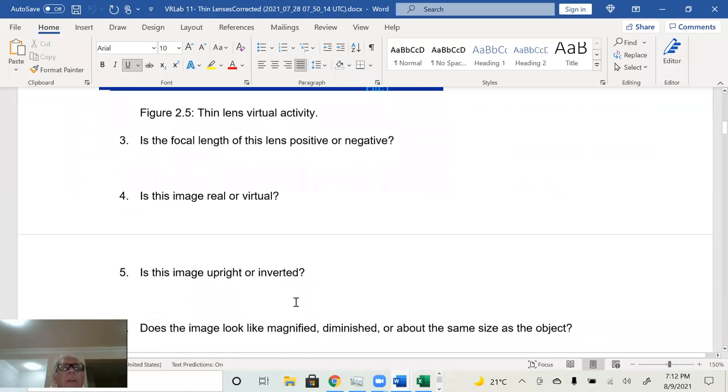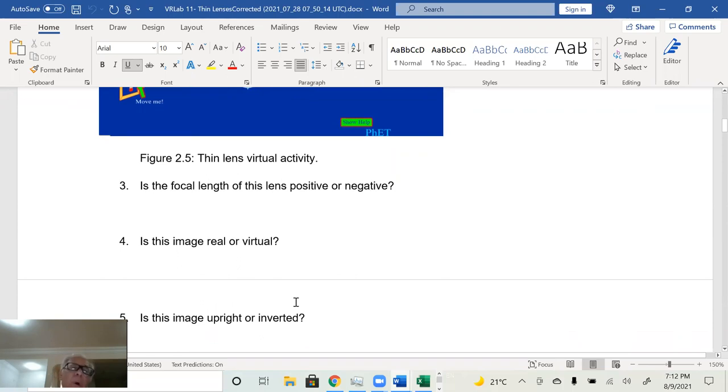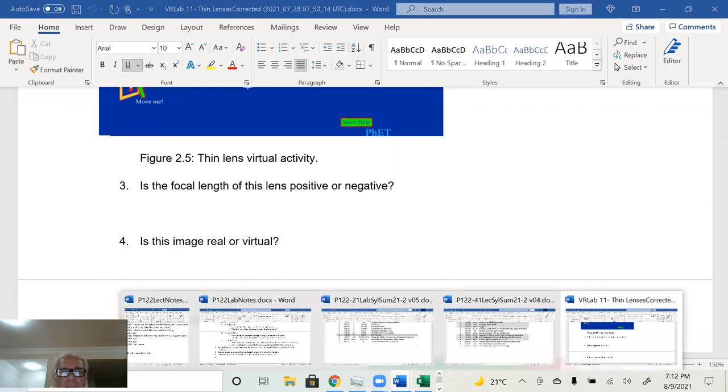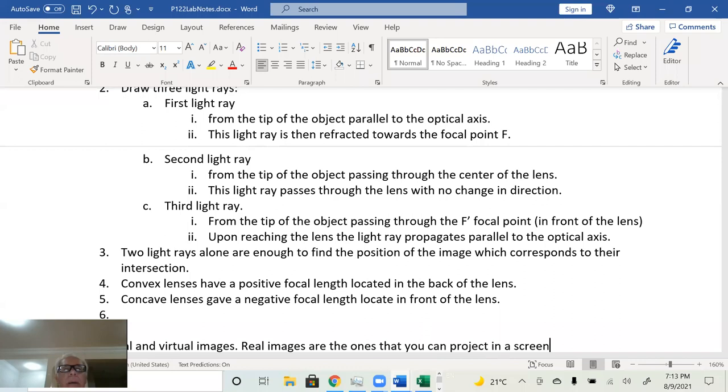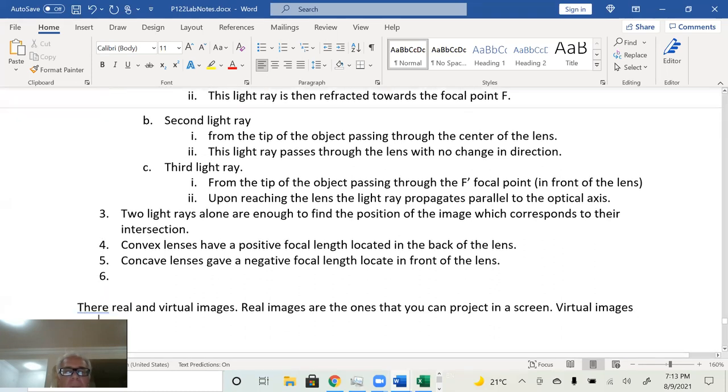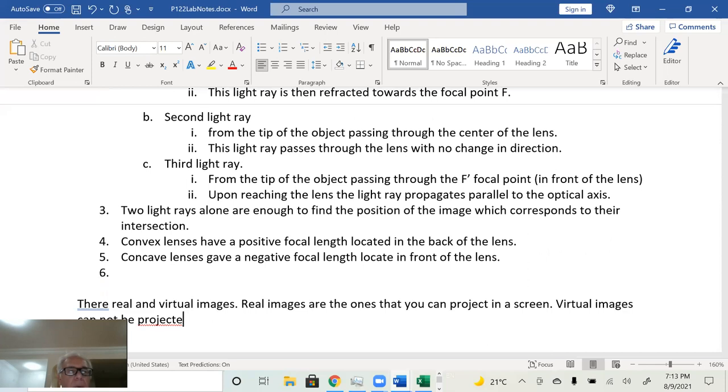Is this image real or virtual? There are real images and there are virtual images. Let's take a look at the definition. Real images are the ones that you can project on the screen, just like the image formed in the screen of your movie theater. Virtual images cannot be projected on the screen.